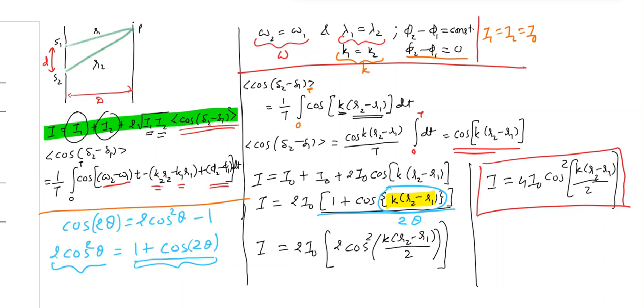Here R1 and R2 are both paths, so R2 minus R1 is called the path difference of the two waves. And path difference is the key term in determining whether the interference will be constructive or destructive in nature, which we will see in the next video.